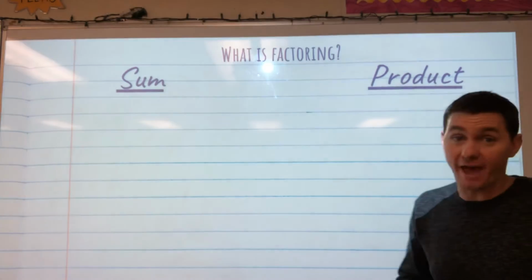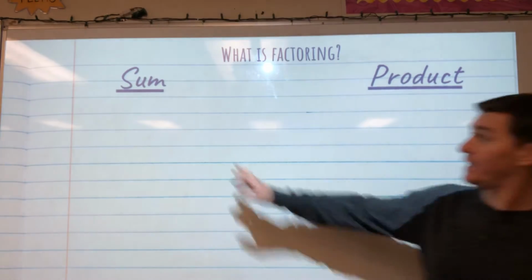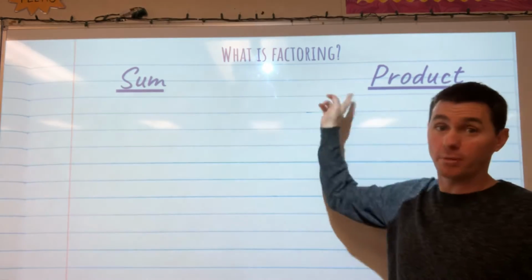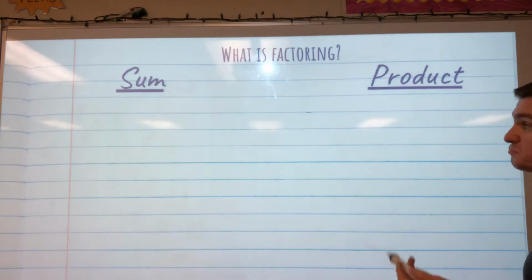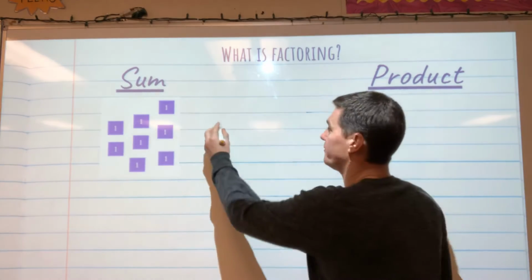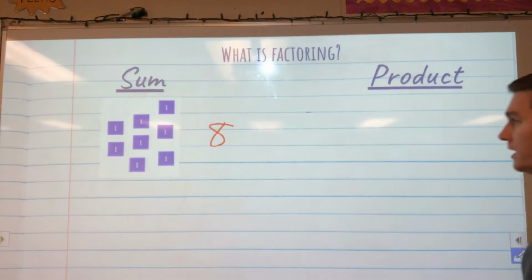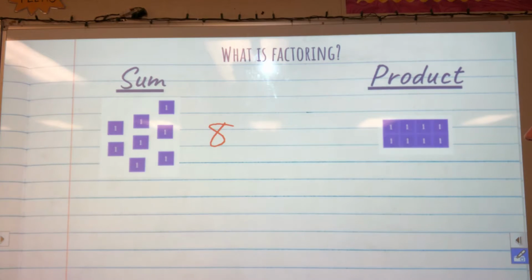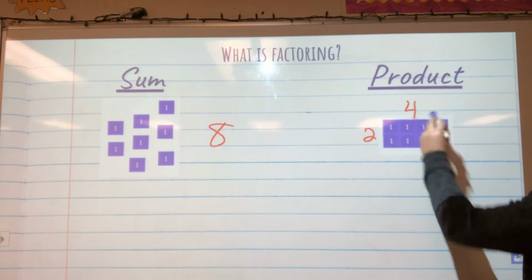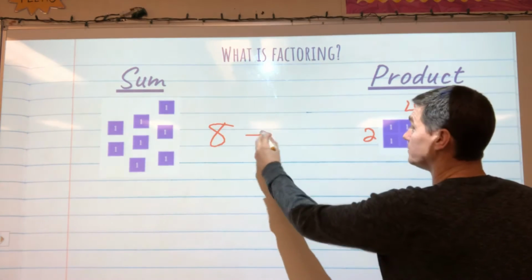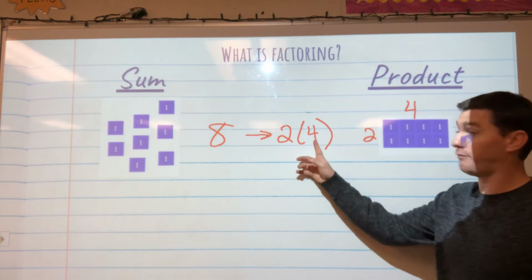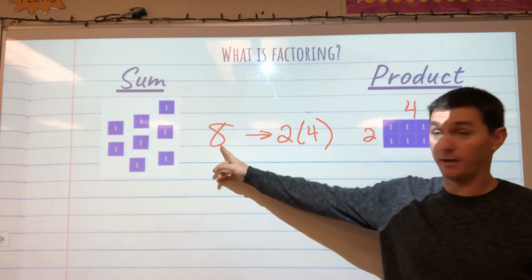What is factoring? Factoring is rewriting a sum as a product. Sum uses addition, product uses multiplication. So we might have something like this, 1 plus 1 plus 1 plus 1 plus 1. In total, we've got 8. And we can rewrite it as a product of 2 times 4. In other words, 8 can be rewritten as 2 and 4. 2 and 4 are the factors of 8.